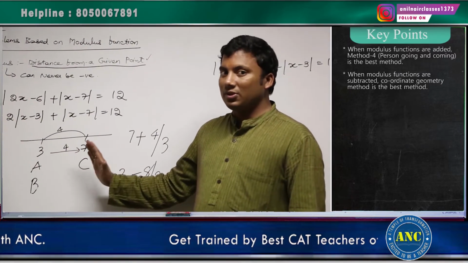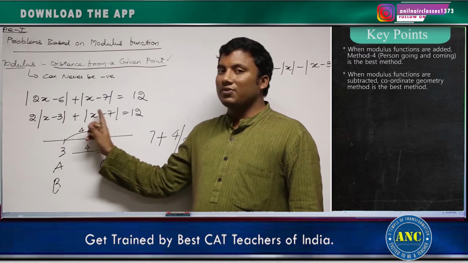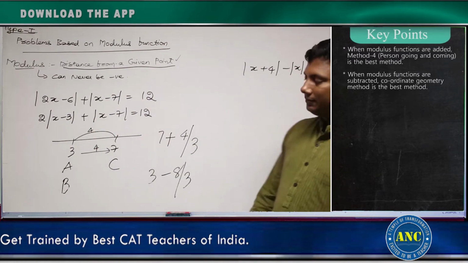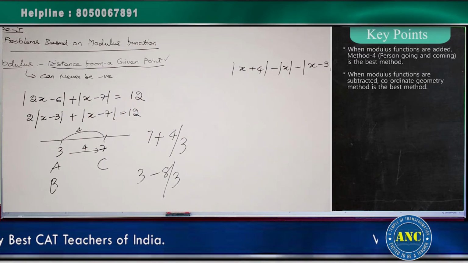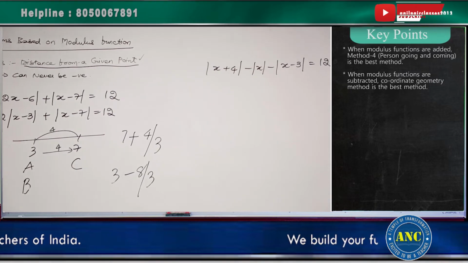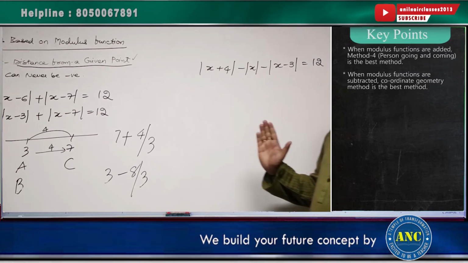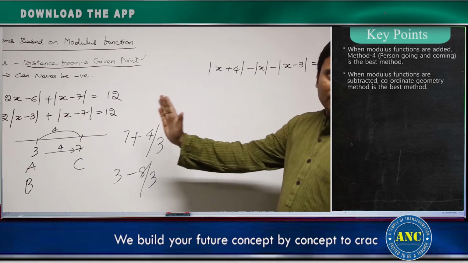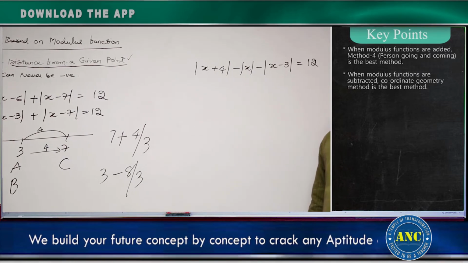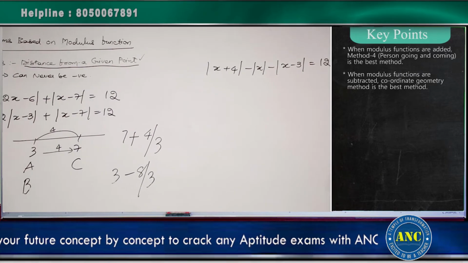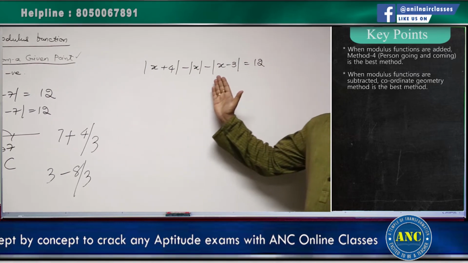Method 4 is the best method only when the modulus functions are added. When all modulus functions are added, then this method is the best method. Now, what happens if there is a negative sign?